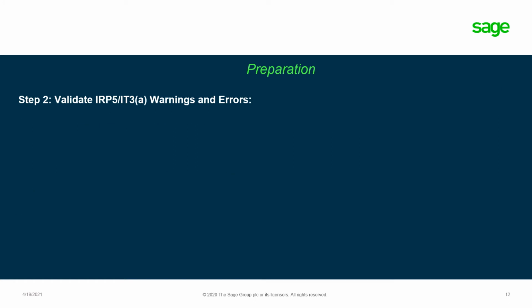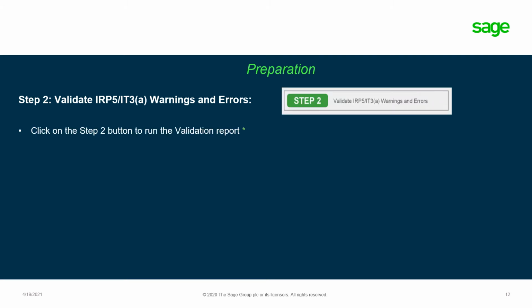Step 2. Validate IRP5, IT3A, warnings and errors. Click on the Step 2 button to run the validation report.